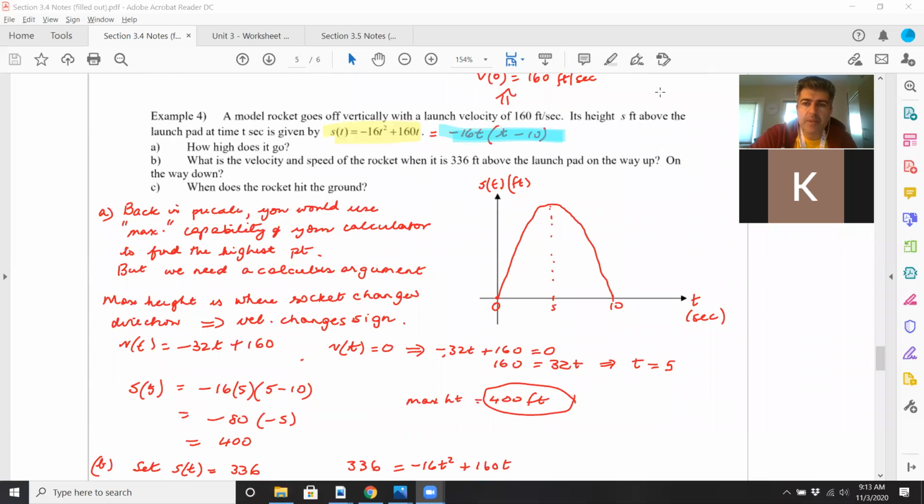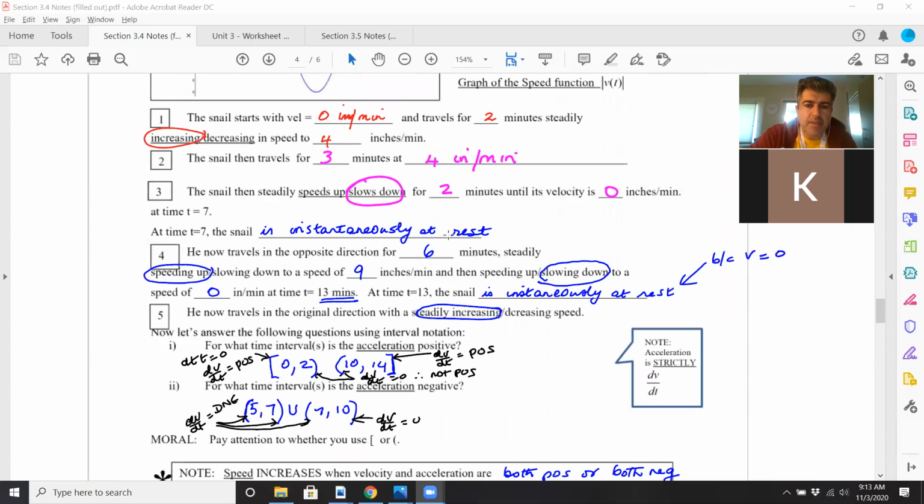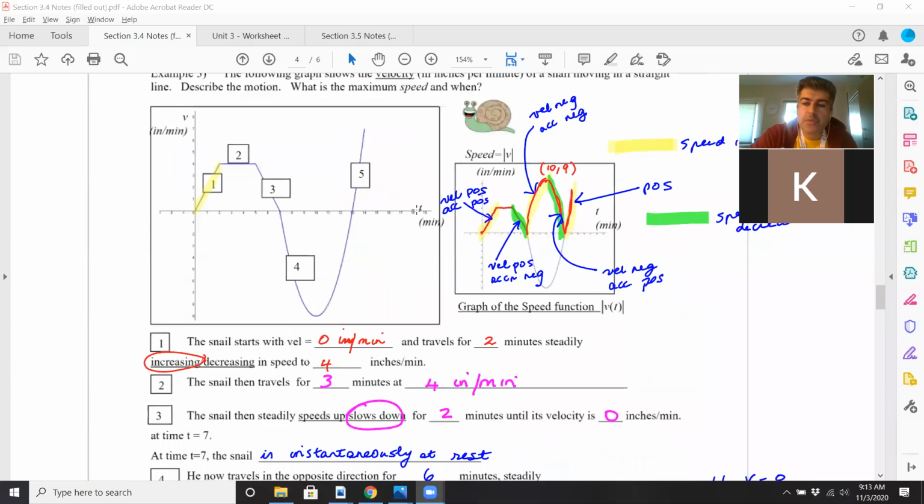For example 4, a question in the chat: how are you accelerating from 10 to 13 according to the speed graph? Okay, so from 10 to 13, it's a little confusing, so let me explain what's happening here. From 10 to 13, we are slowing down.